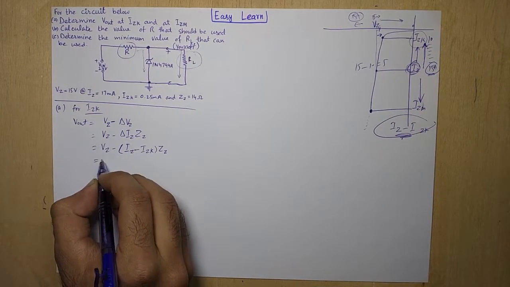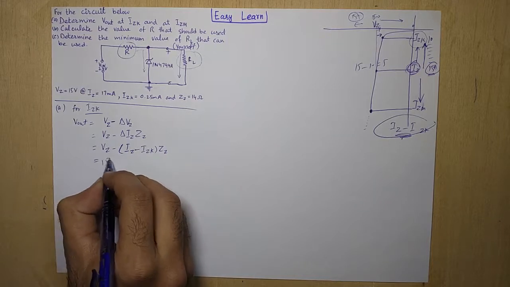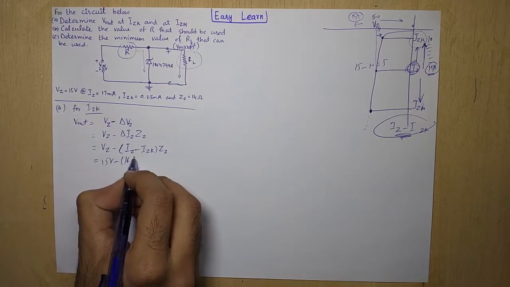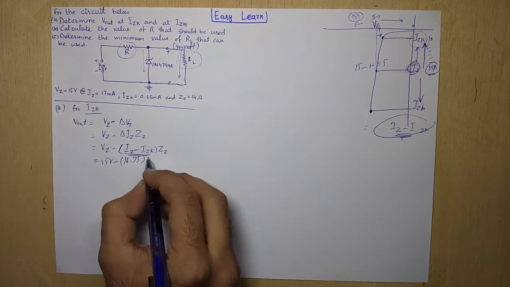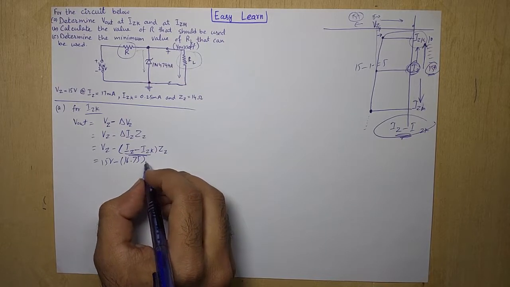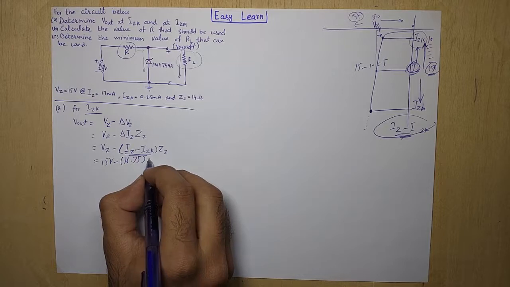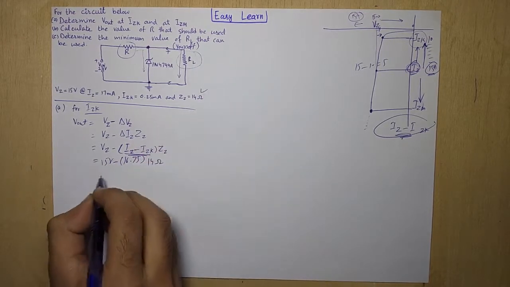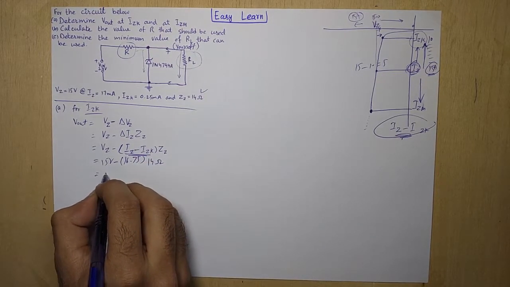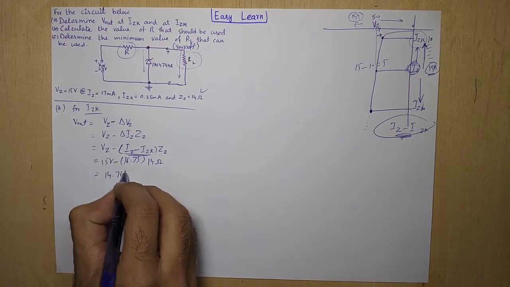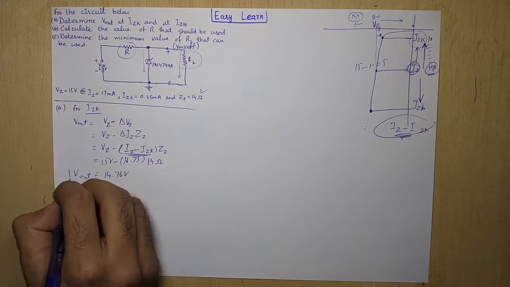So VZ in our case is 15 volt minus 16.75 milliampere. By subtracting these two terms, I'll write it directly, and Z here is 14 ohm, and after calculation that is 14.76 volt V output.